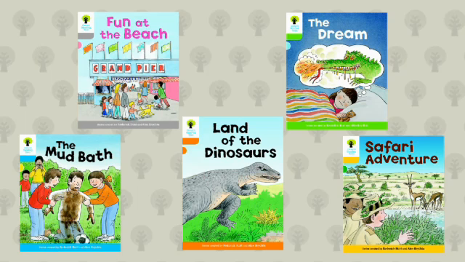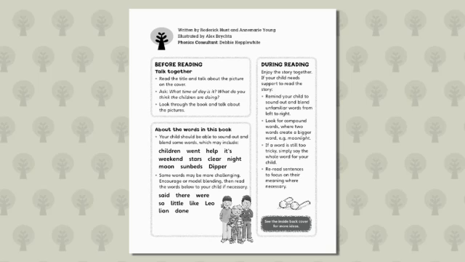Children will now be ready to move on to the Biff, Chip and Kipper stories to develop their vocabulary, enrich their language comprehension and widen their reading experience. Inside cover notes on all Oxford Reading Tree resources offer guidance to support reading and comprehension.